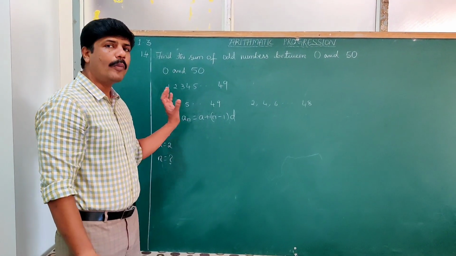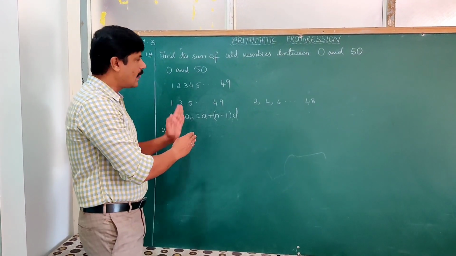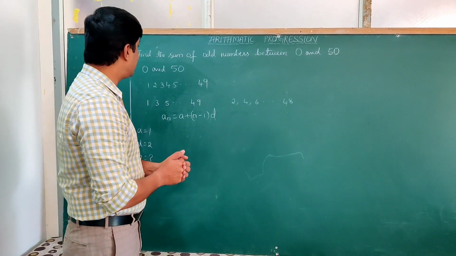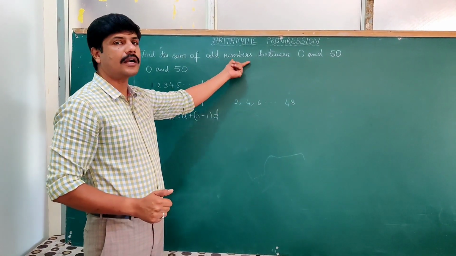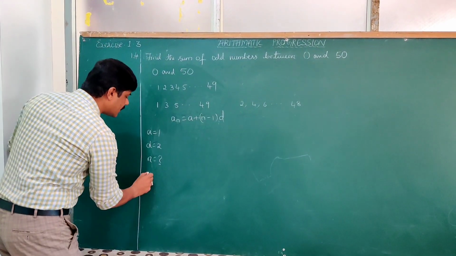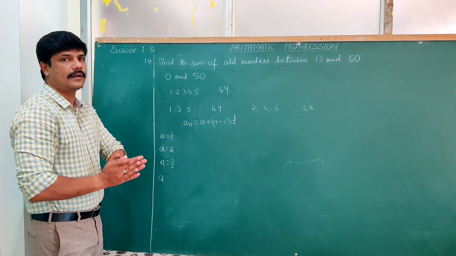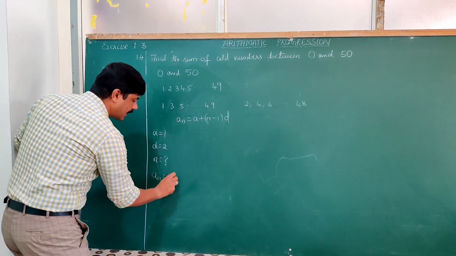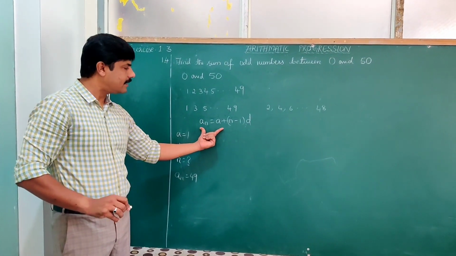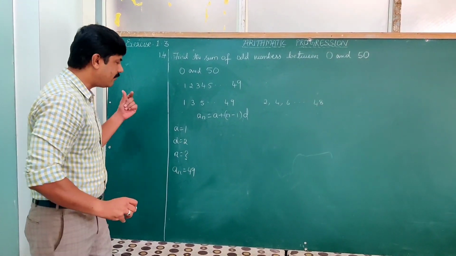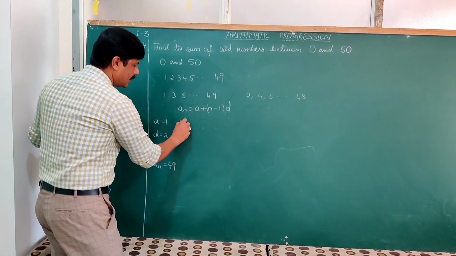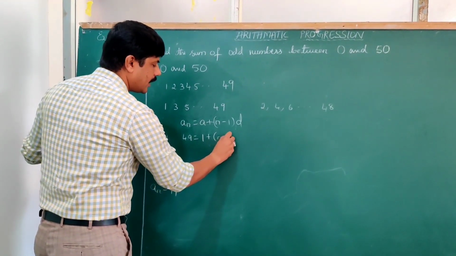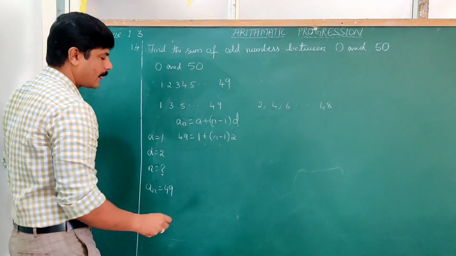So we have to find how many odd numbers are there between 0 and 50. Only after finding that can we easily find the sum of odd numbers between 0 and 50. Now what is the last term? The last odd number between 0 and 50 is 49. Therefore, let's say An is equal to 49. We apply all these values in this formula so that we get the value of n. An is 49, equal to a which is 1, plus n, which we don't know so keep as it is, d is 2.